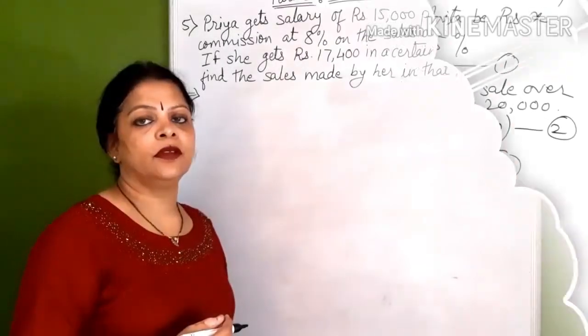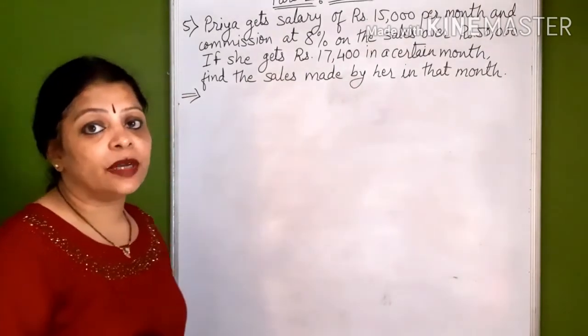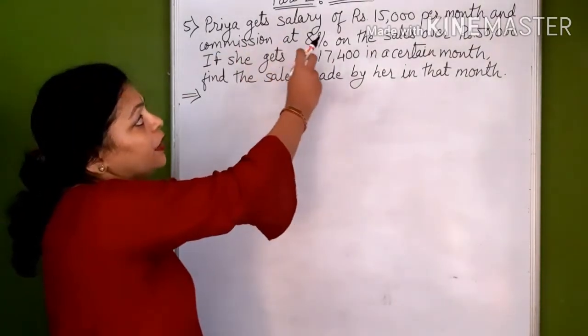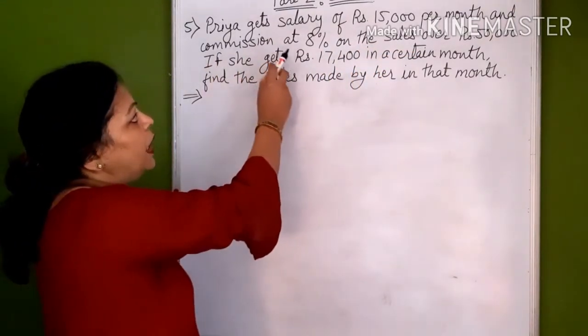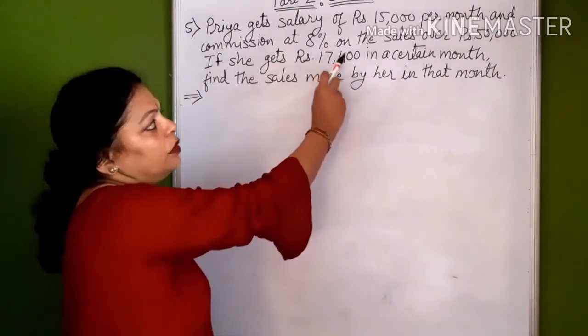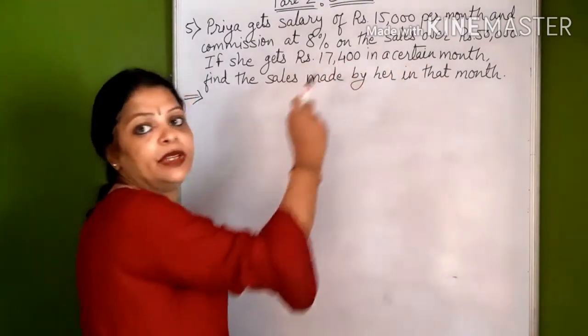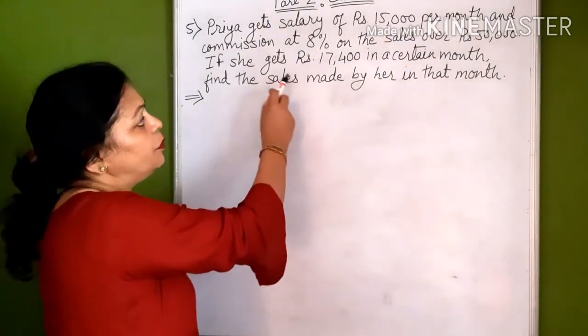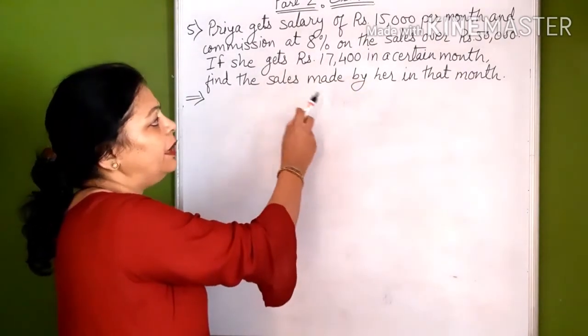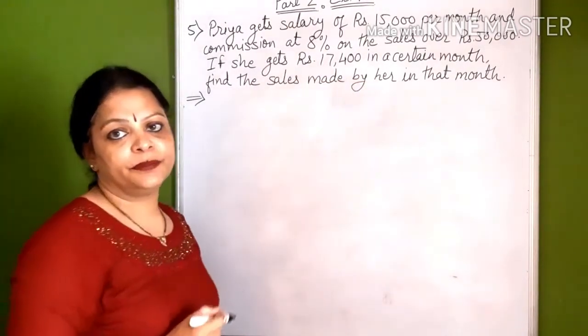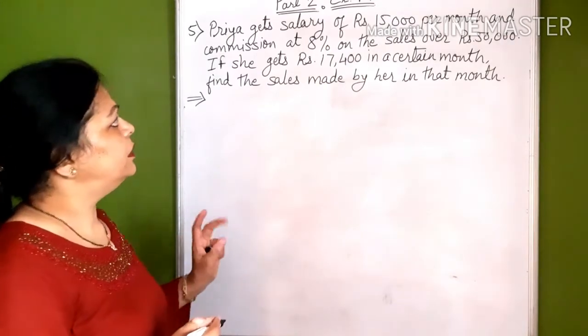Understood? So let us start with the fifth sum. Priya gets a salary of rupees 15,000 per month and commission at the rate of 8% on the sale over rupees 50,000. If she gets rupees 17,400 in a certain month, find the sales made by her in that month. Right?